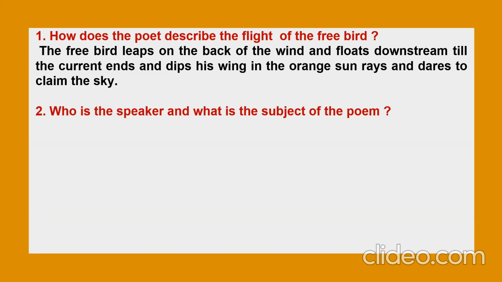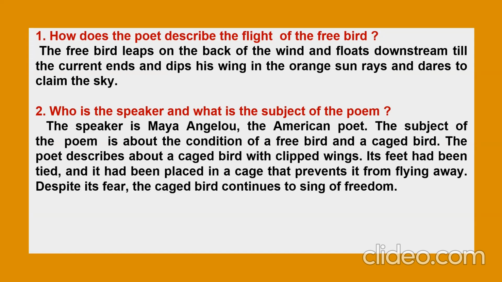Question number 2: who is the speaker and what is the subject of the poem? The speaker is Maya Angelou, the American poet. The subject of the poem is about the condition of a free bird and a caged bird. The poet describes a caged bird with clipped wings. Its feet had been tied and it had been placed in a cage that prevents it from flying away. Despite its fear, the caged bird continues to sing of freedom.